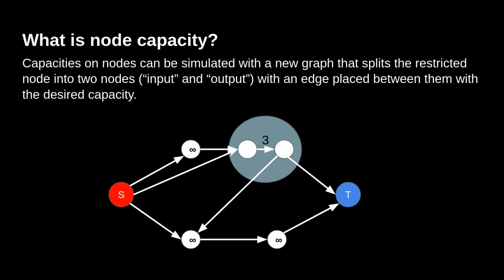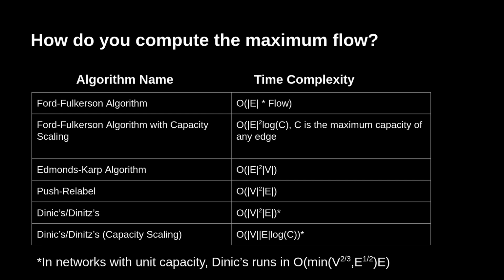And then if we connect those with an edge, then we can still use our maximum flow algorithm, and we can use the capacity of this edge to simulate the node having a capacity. And so this is a new split node graph. And so these are the different kinds of information that you might have when computing the maximum flow.